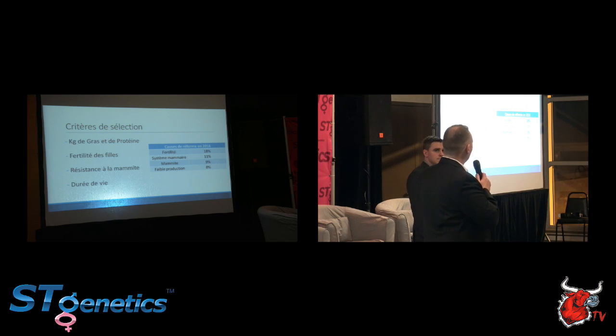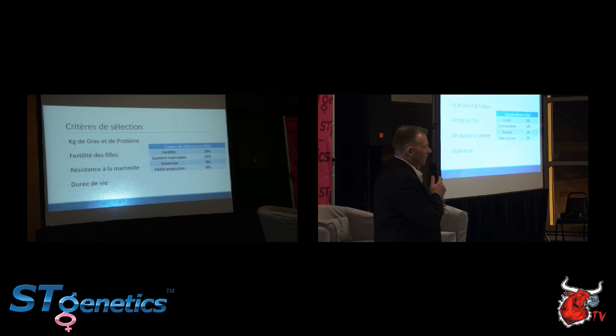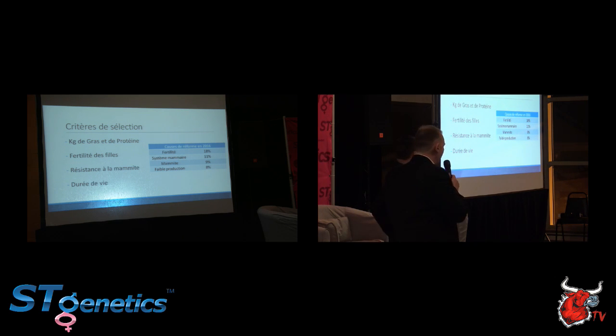So he's talking about what he looks at first: yields for fat and protein, fertility, and mastitis. We have that indexed mastitis resistance from the GPA-LPI system, and of course productive life is an important criterion for him.